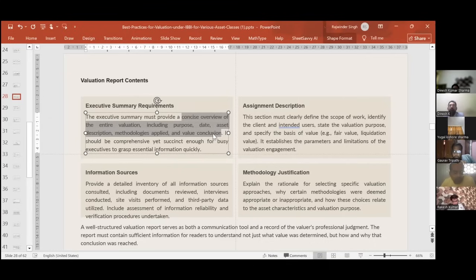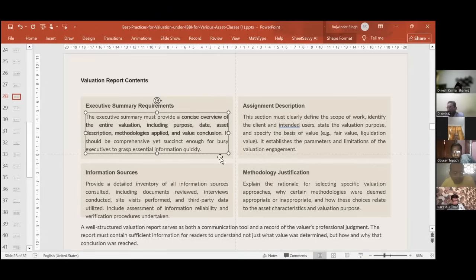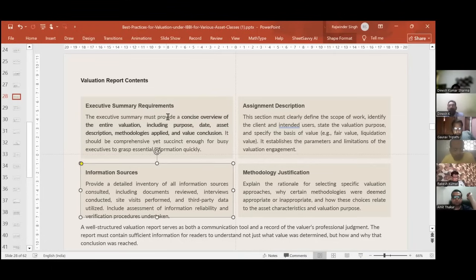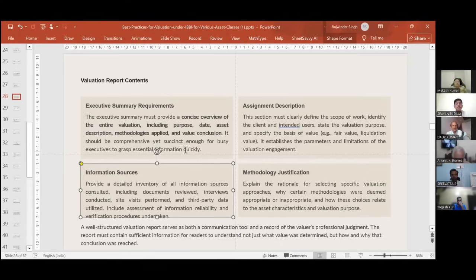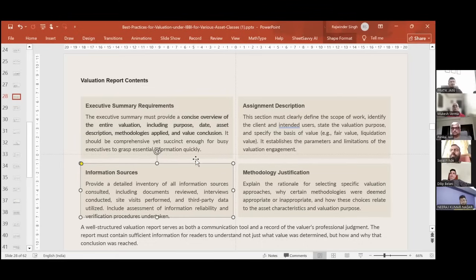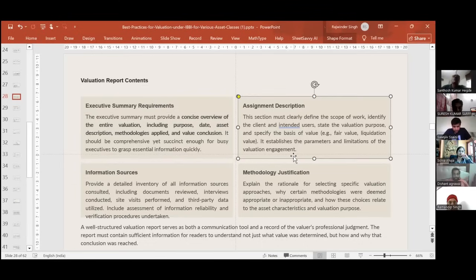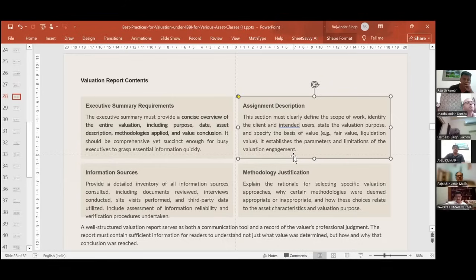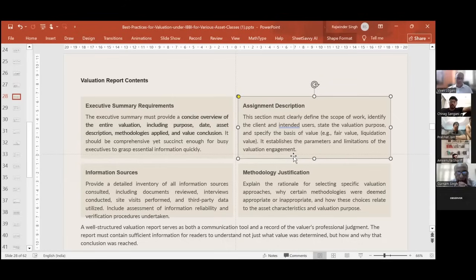It should provide purpose of the valuation. It should give the date on which this valuation is being done, and the asset description, methodology you have adopted, and the value conclusion. So it should be comprehensive yet succinct enough for a busy executive to grasp essential information quickly. So as far as assignment description is concerned, what it should be, if your valuation report should give.